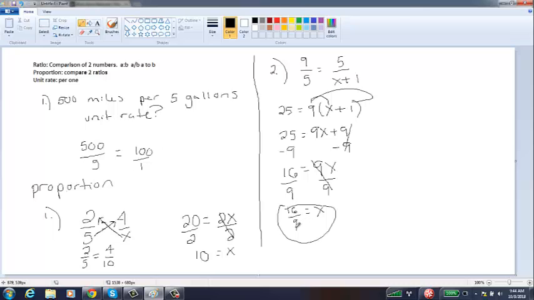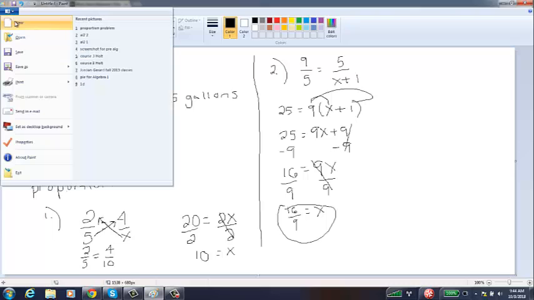To change it to a mix, you just go, well, how many times does 9 go into 16? It goes 1 time with 7/9 left over. But you can leave it this way on almost all the problems. Some of the multiple choice might make you switch it. Okay, so let's try. I'm going to give us a new screen.